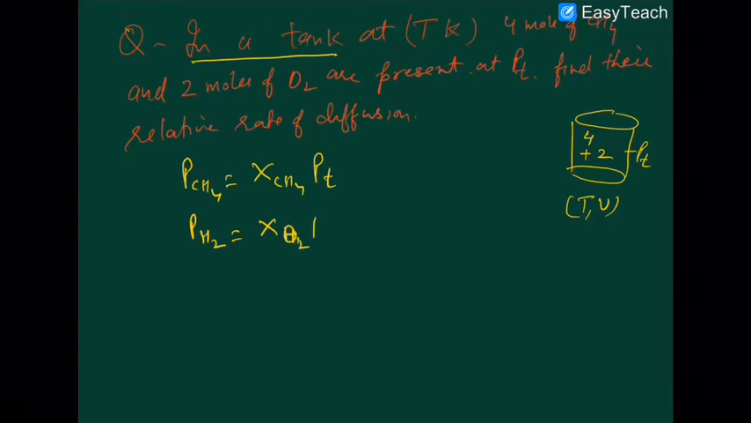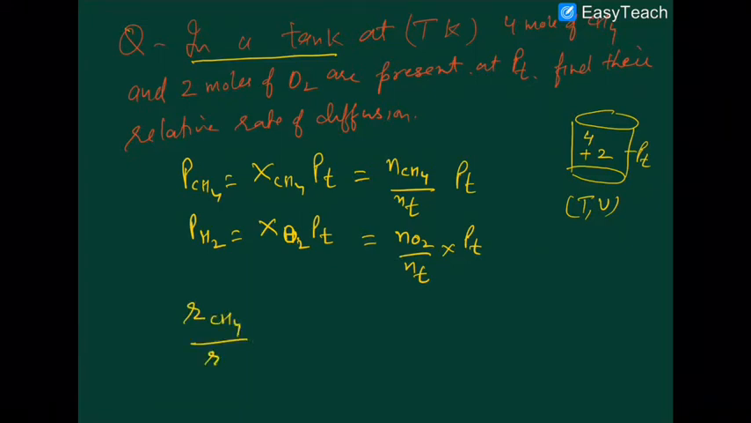O2 into P total. So what is mole fraction? It is number of moles of methane by N total into P total, and number of moles of oxygen by N total into P total. So rate of methane by rate of oxygen will be partial pressure of methane by partial pressure of O2, but inverse of the square roots of their molar masses.